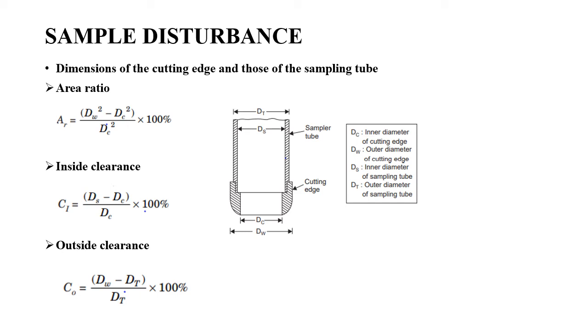So for getting a good quality undisturbed soil sample, this inside clearance should be in the range of 1 to 3% and not more than that. And third is outside clearance.